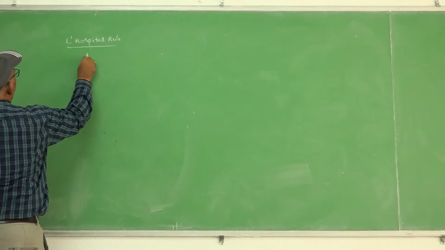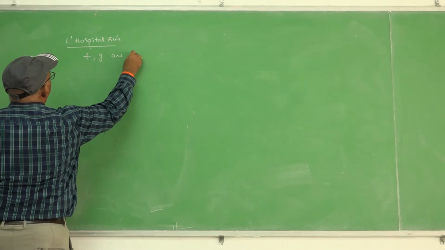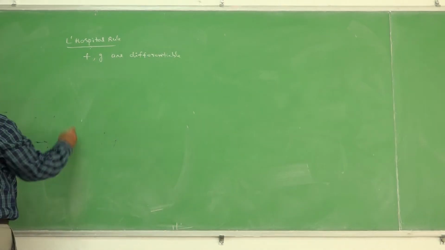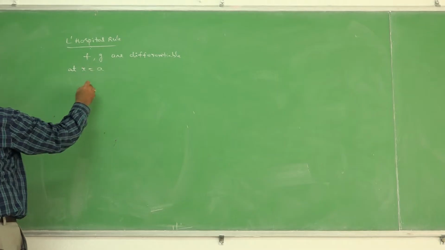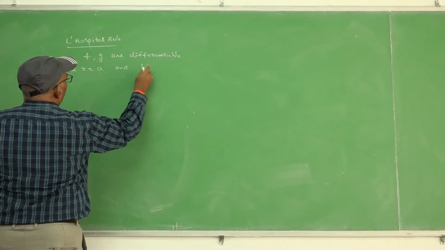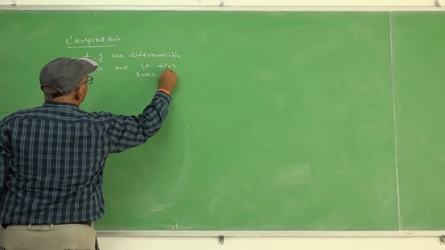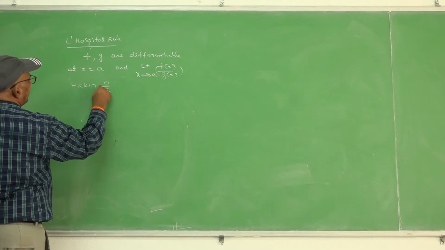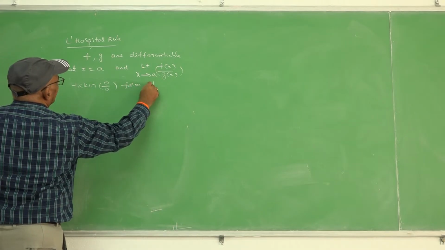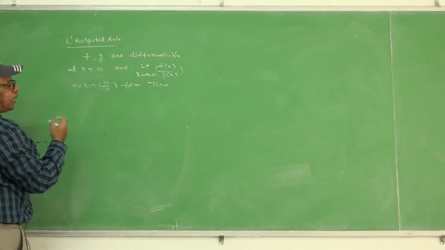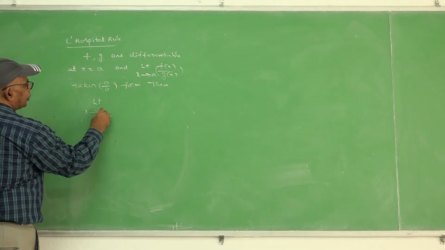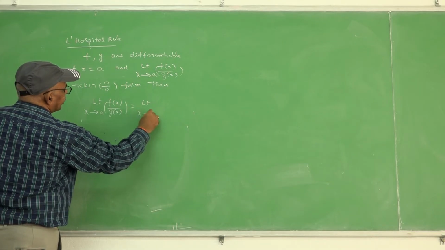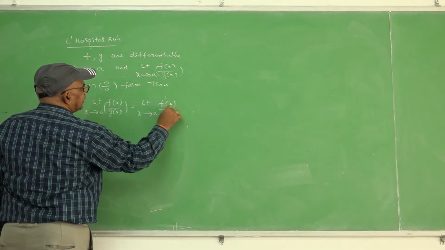The rule announces that if f and g are differentiable at a, and the limit as x goes to a of f x by g x takes the 0 by 0 indeterminate form, then by L'Hospital's rule, the limit as x goes to a of f x by g x is nothing but the limit as x goes to a of f dash x by g dash x.